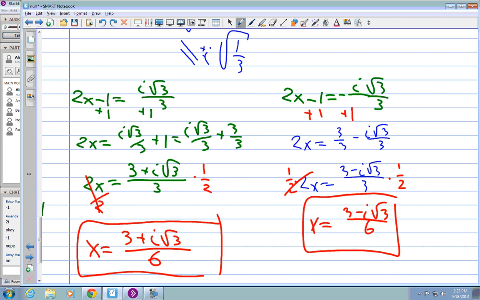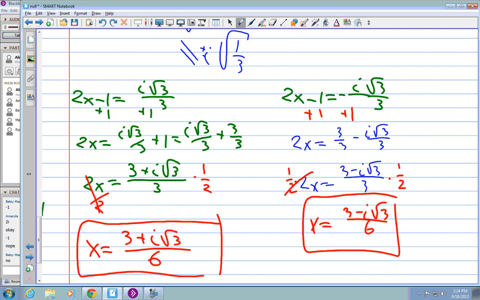And notice how both of these solutions are complex conjugates of each other. The only difference in these two solutions is the sign in front of i. Do you agree with that? That's the only difference between these two solutions, the sign of the imaginary part, which makes them complex conjugates.